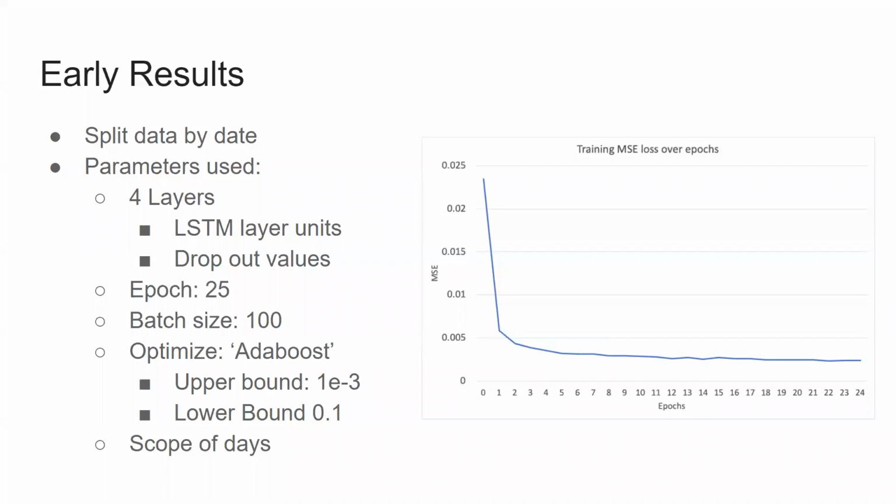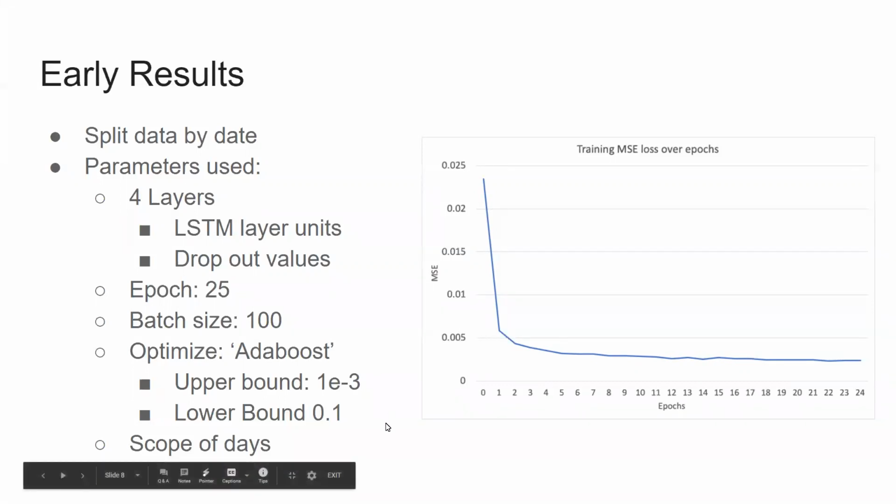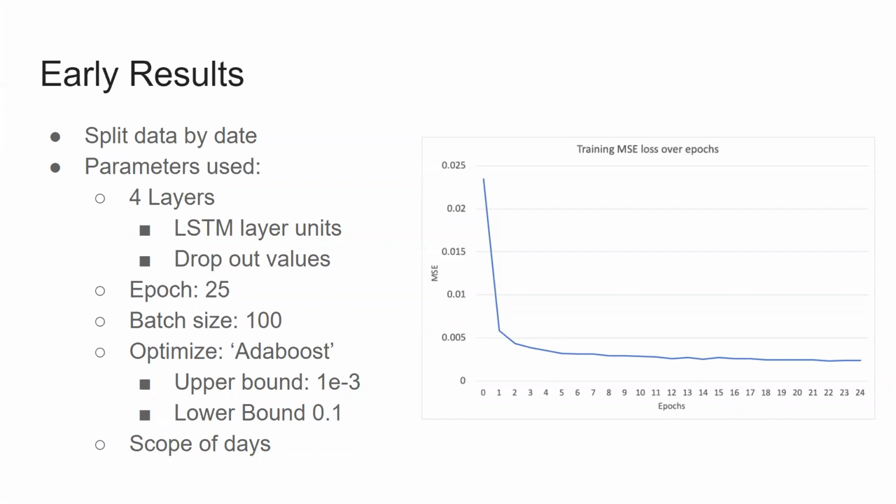Looking at our early results, we have split the data by date. Our training data was the stock price for Apple, and we also added in Google and the S&P 500 and different features, looking at the period from 2004 to 2019. The parameters for our model are 4 LSTM layers, and we have dropouts for all of them. Here we have an example of our testing, for 25 epochs and a batch size of 100.